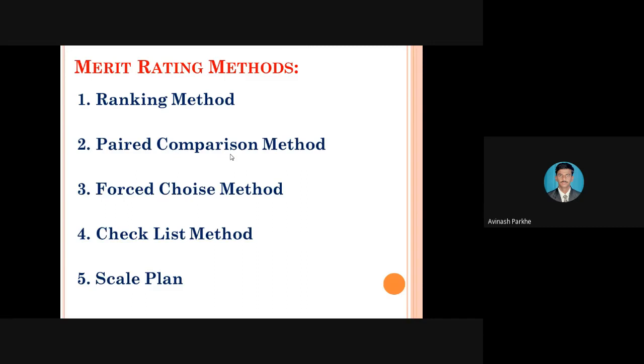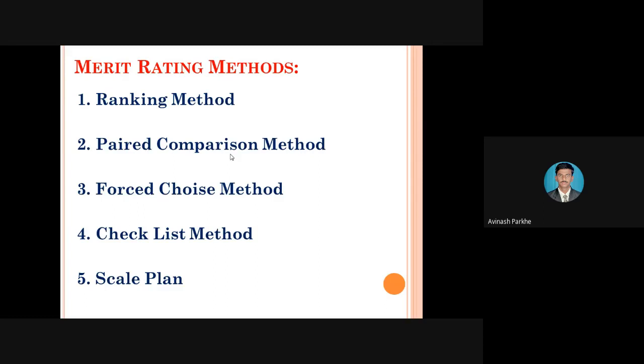The scale plan can take place in the form of a numerical scale, where we measure in the form of numbers, or in the form of description. Whenever we have to represent the performance of the operator, it can be represented as a number. For example, out of 100 he got 90, out of 10 he got 8 marks. Or sometimes we can represent it in a descriptive manner: this is good, he is working effectively, his knowledge is very high. So in description also we can check the performance.